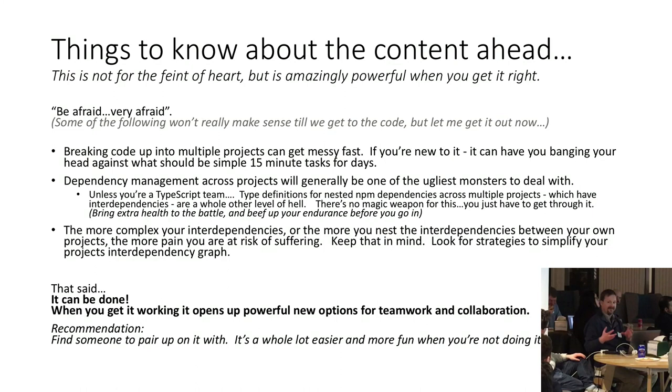Dependency management across projects will generally be one of the ugliest monsters to deal with because you're starting to break out, I have this project and it has these dependencies, I have this project and it has these dependencies. And oh, there's the same library, but I have different versions. And sometimes that doesn't play well. So you're going to have to figure out how to reconcile these things. How do I manage this? That's probably the ugliest monster to deal with if you're doing regular JavaScript in ES6.